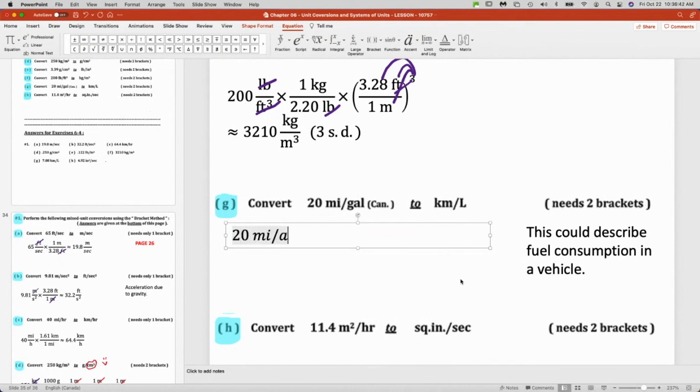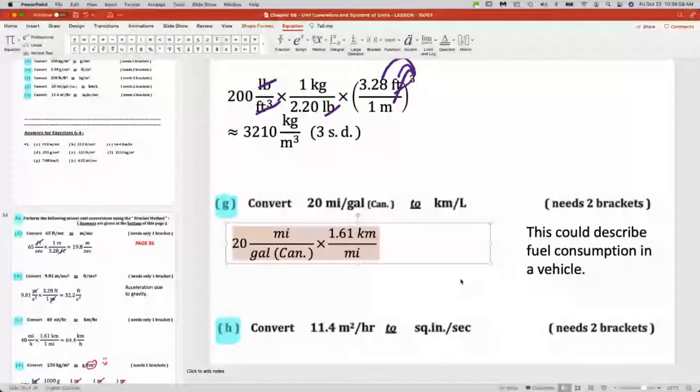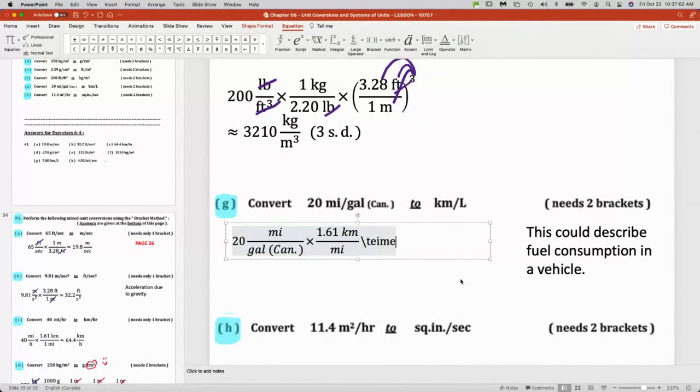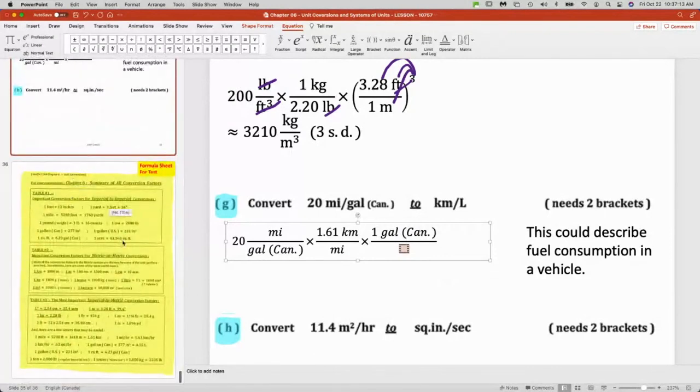20 miles per gallon. It's a Canadian gallon. So miles and kilometers, we've already identified that as 1.61 kilometers per mile. Now we need to figure out Canadian gallons to liters. So 1 gallon Canadian is worth, where are you? 4.55 liters.